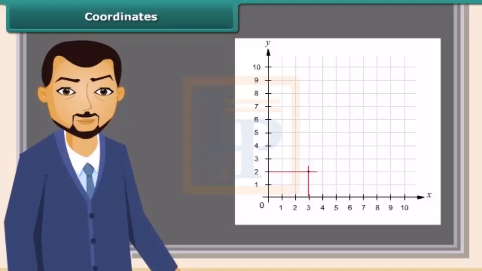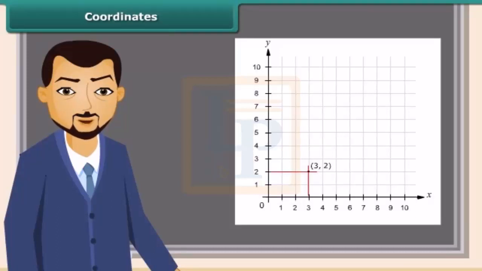For example, (3, 2), which is 3 units from the left edge and 2 units from the bottom edge, is plotted on a graph sheet. In a graph sheet we draw x and y axes conveniently and then fix the required point. 3 is called the x coordinate of the point.